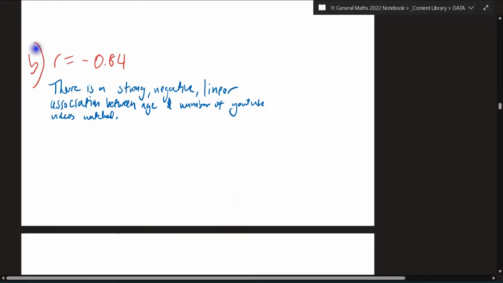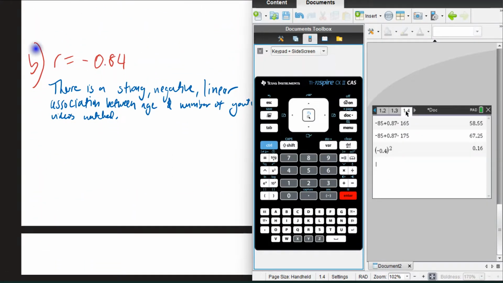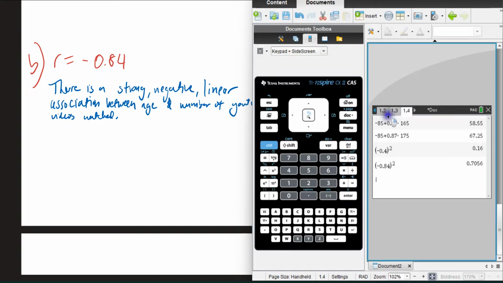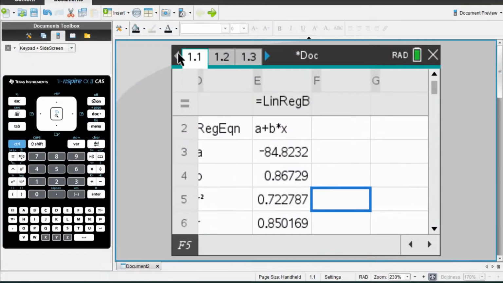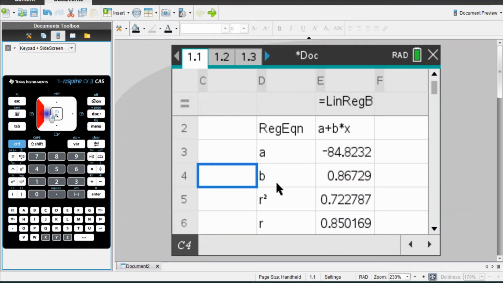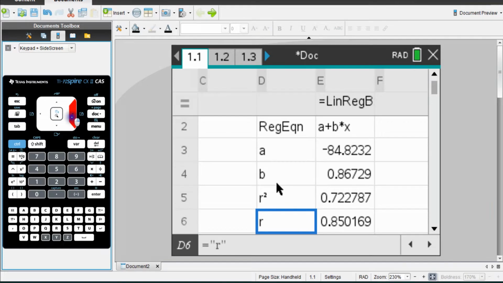Let's try negative 0.84. Negative bracket negative 0.84, squared will be 0.7056. That's how you find your R squared value. Alternatively, on your calculator, if you've done it properly, we've seen this before, you've got your R value, but you've also got your R squared value there. So that's how we calculate the R squared value.